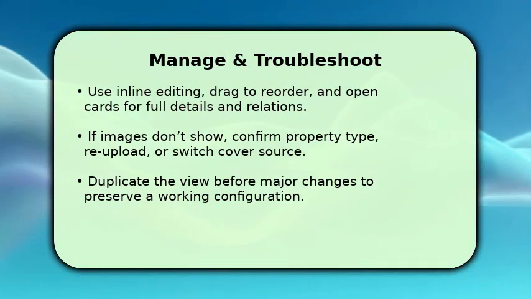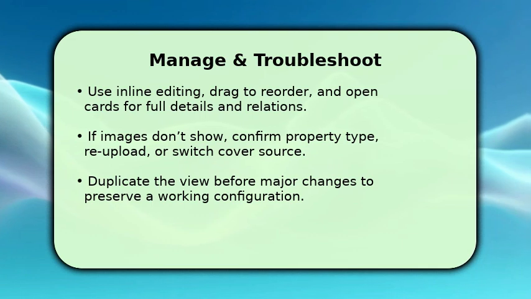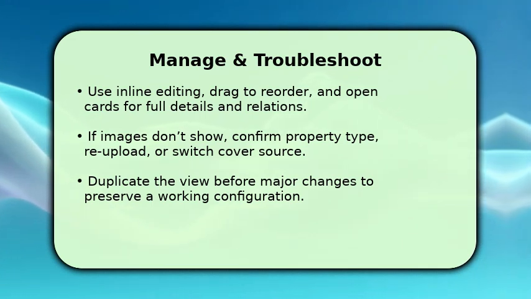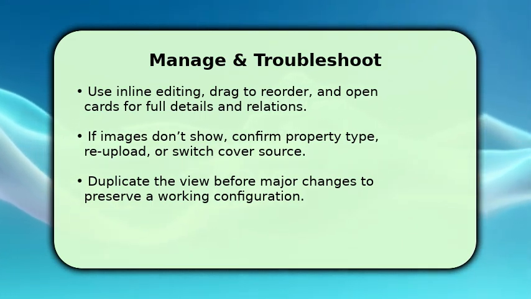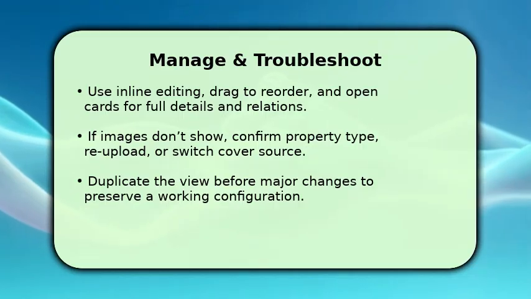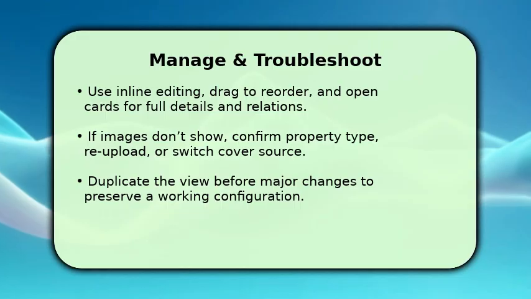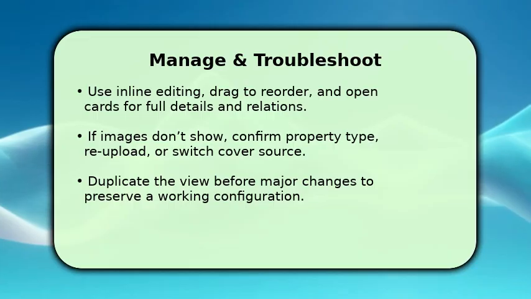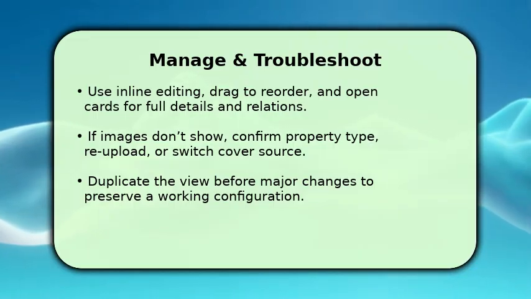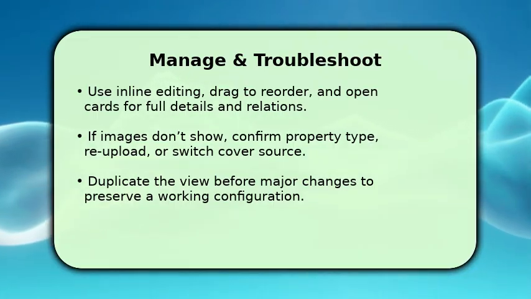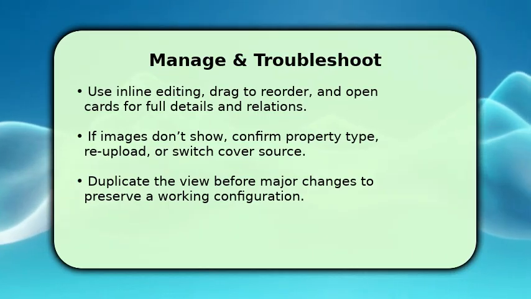Finish by learning how to manage items and solve common issues so the gallery remains reliable. You can edit properties inline, drag cards to reorder where supported, and open a card for full content and linked relations. If covers or images vanish, check that the image property is set correctly, re-upload the media, or switch the card preview to a different property. Media permissions can also block display. Make a duplicate view before big edits, so you can revert quickly if something breaks.